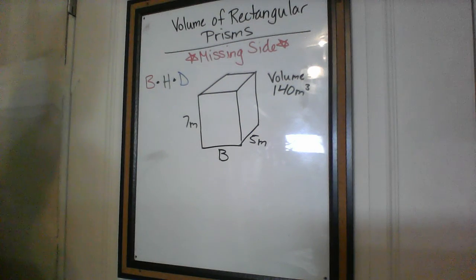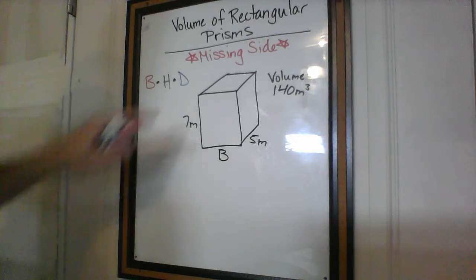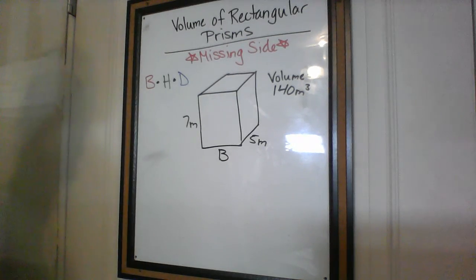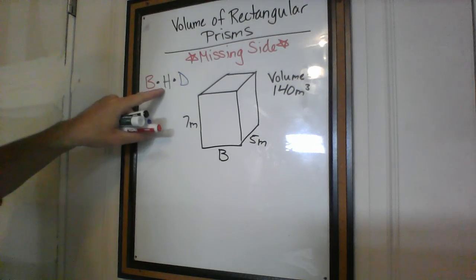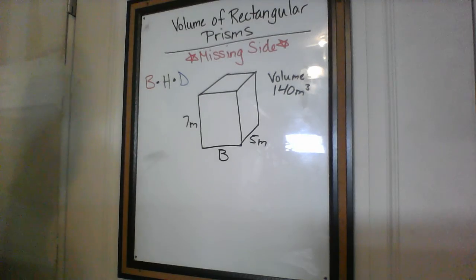All right, back at volume of rectangular prisms. Today we're doing the next step. We have a missing side. So we should know that for volume, we're doing base times height times the depth. Well, one of those numbers is missing, and I'm giving you the volume this time.